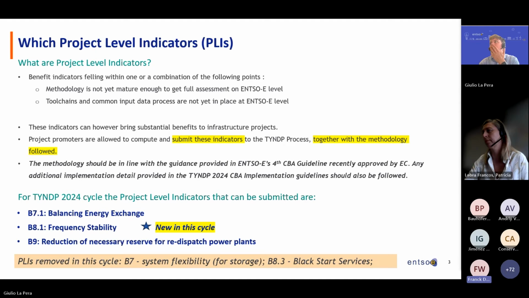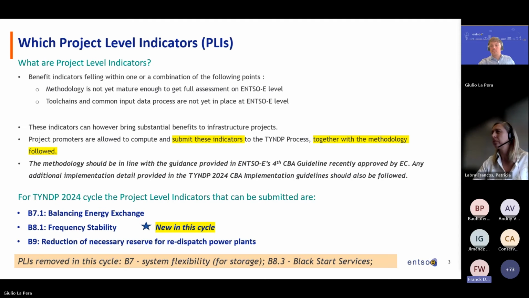So of course, there's a thorough description of that in the CBA guidance, supported in the implementation guideline with some illustration. New for this cycle is the B81 indicator. Not new in the CBA guideline itself, but new in terms of being a PLI, and also with a bit more description provided in the TYNDP implementation guidelines, where we try to assess the potential of an infrastructure project to support system splits, mainly focusing on the mean rate of change of frequency after a system split, but also the occurrence of rates of change of frequency below some standard, which are 1 hertz, for instance, in the network codes.